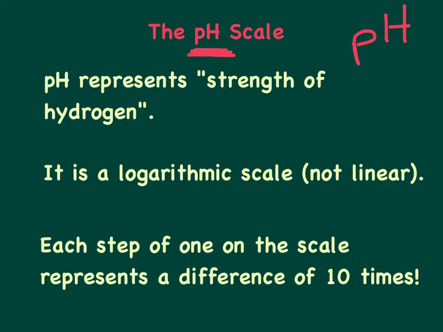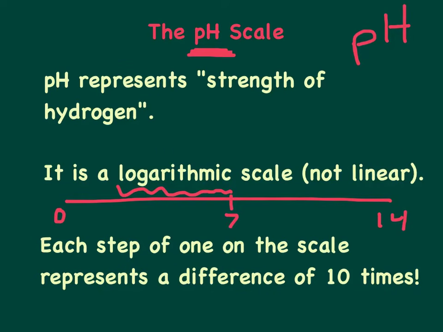Another interesting fact about the pH scale is that it's a logarithmic scale. So see this word here, logarithmic? It is not a linear scale. So when we look at the pH scale, it runs from 0 to 14, with 7 being in the middle. So each step of 1 on the pH scale does not represent a difference of 1 times.